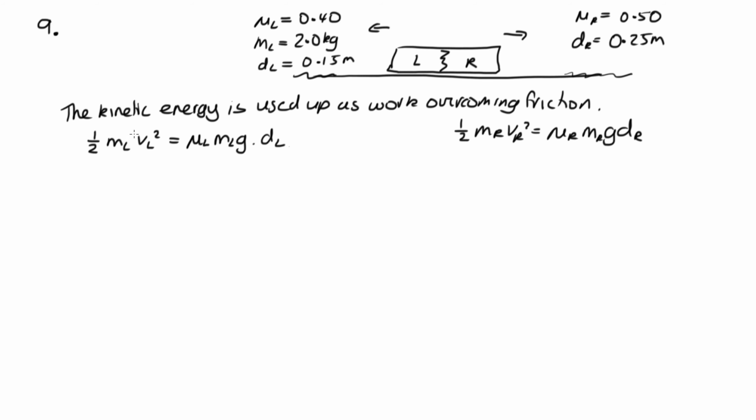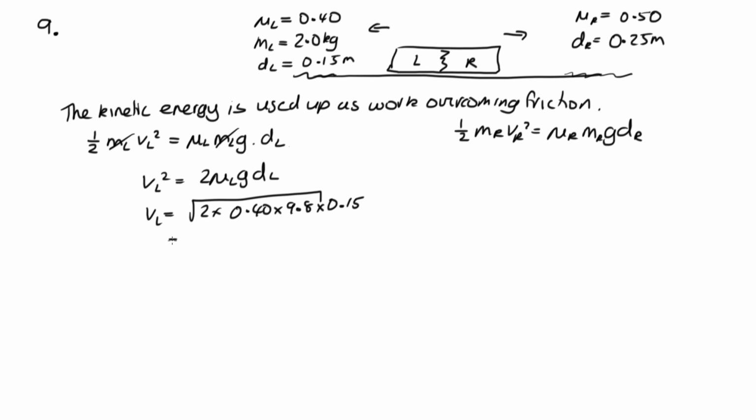Okay, now here we've got an ml on both sides, so we can solve this to get VL squared is equal to 2 mu L g dl, and these are actually things that we have the values for, so we can calculate VL. It's the square root of 2 times mu L, which was 0.40, times g, which is 9.8, times dl, which is 0.15. And solving this, we end up with 1.0844 meters per second. But then remember, it's traveling to the left, so we should put a negative sign there to show that it's in the negative direction.